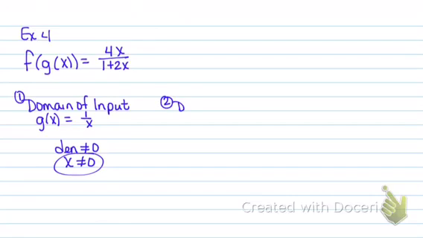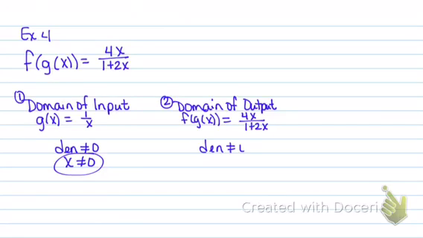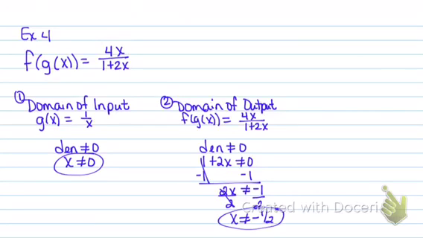And then step 2 was the domain of the output. Output was our final answer. So that was that f of g of x, which we said was 4x over 1 plus 2x. Well, again, it's a fraction, so we know that the denominator cannot equal 0. So 1 plus 2x cannot equal 0. Let's solve for x. So subtract the 1. So 2x cannot equal negative 1. Divide by 2. And we get x cannot equal negative 1/2. So both of these are part of the restriction.